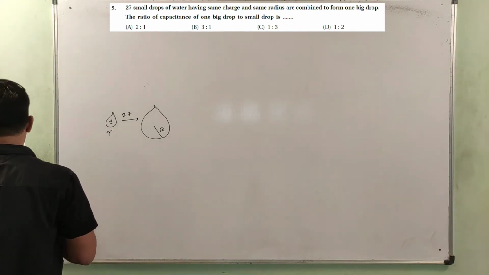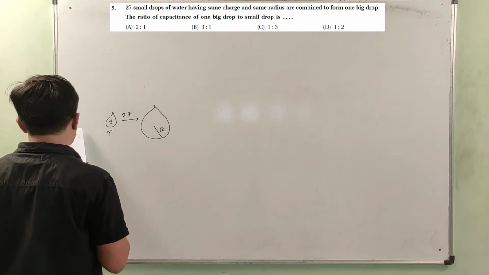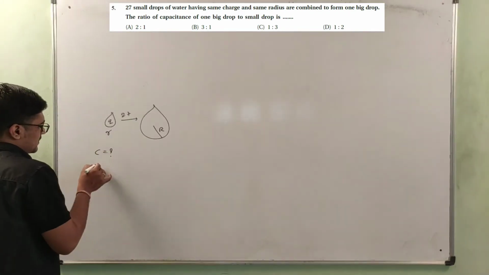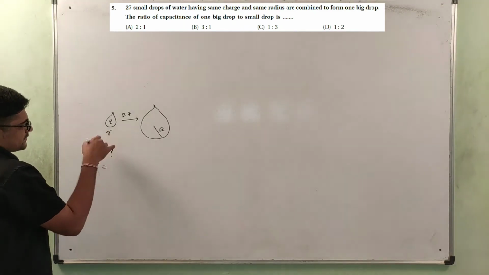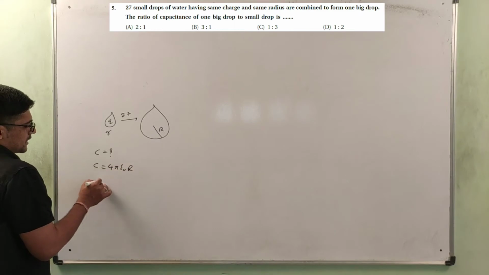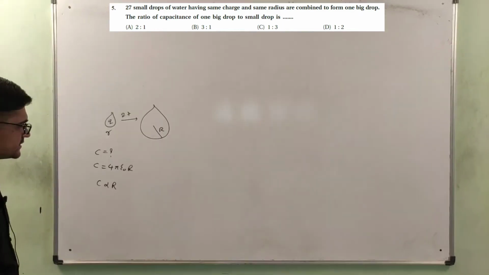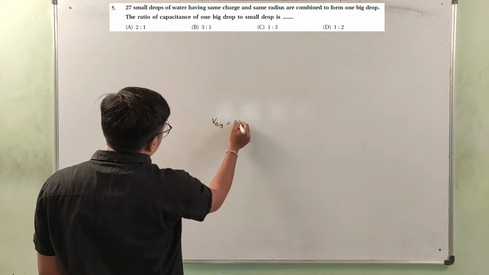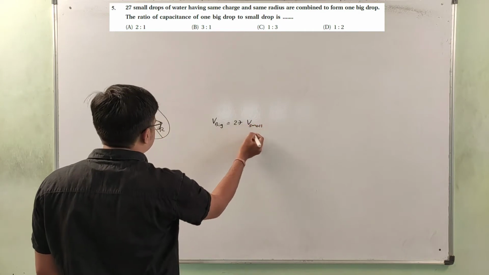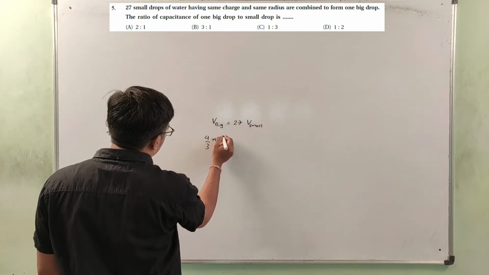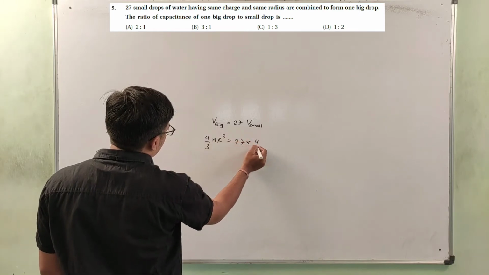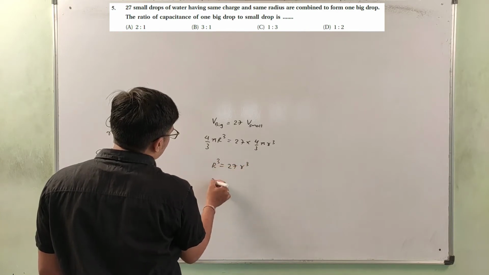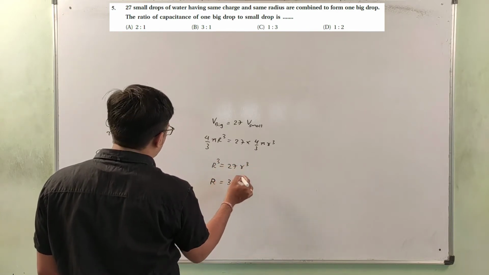Then the ratio of capacitance of one big drop to small drop is, capacitance of a drop is equal to what? The drop is spherical, so capacitance is 4 pi epsilon naught r. So capacitance is proportional to radius. The volume of the bigger drop is equal to 27 times the volume of a small drop. Volume of a drop is 4 by 3 pi r cube. 27 into volume of small drop is 4 by 3 pi small r cube. 4 by 3 pi cancel. So R cube is equal to 27 r cube. Take the cube root. So R is equal to 3r.